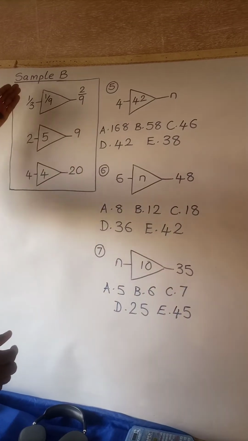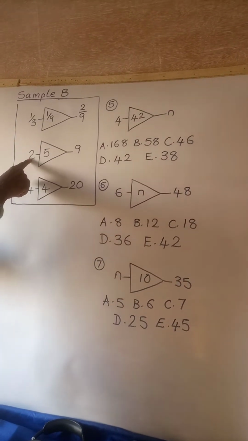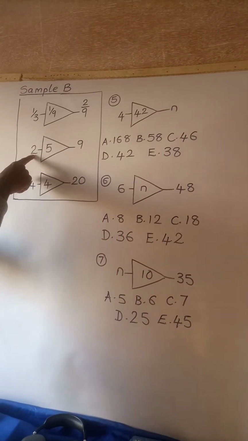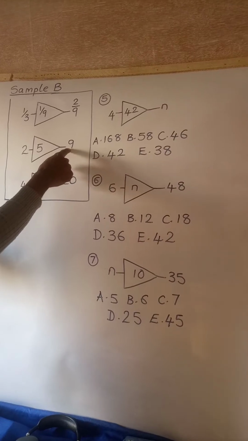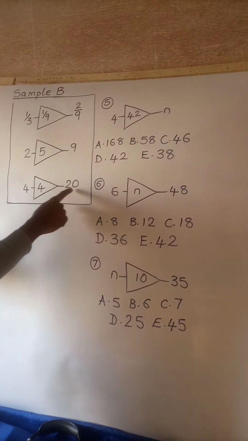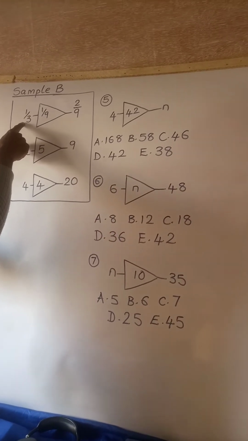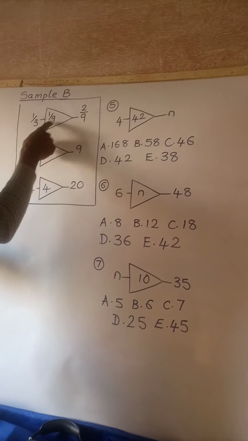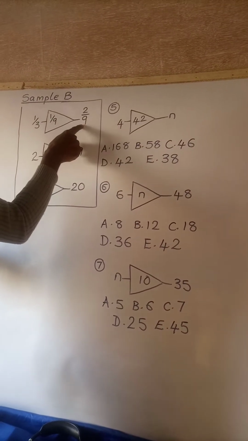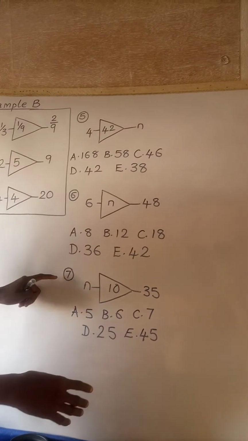In sample B, what we have here is very simple. 2 times 2 will give us 4. 4 plus 5 is 9. 4 times 4 is 16. 16 plus 4 is 20. 1 over 3 times 1 over 3 will give us 1 over 9. 1 over 9 plus 1 over 9 will give us 2 over 9. So let's apply this in questions 5 to 7.